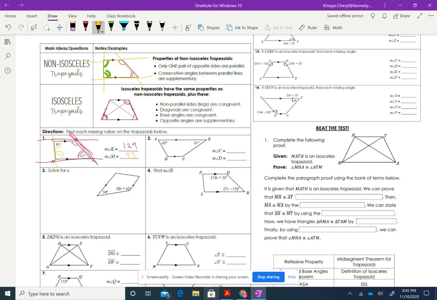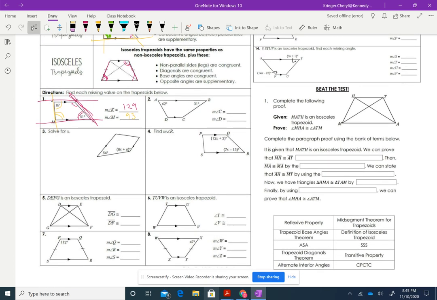Okay, let's do number 3. My parallel lines cut by a transversal. Hopefully this helps you see. Okay, these are consecutive interior. So I'm going to say 8x plus 6 plus 54 equals 180. Okay, I'll combine like terms. Subtract 60 on both sides and get x equals 15.